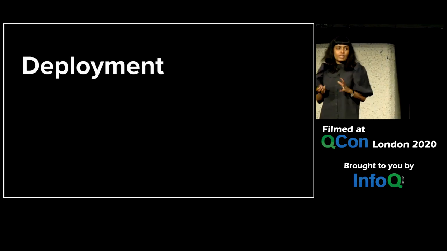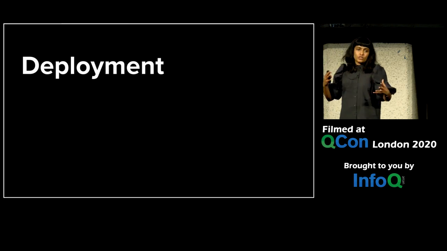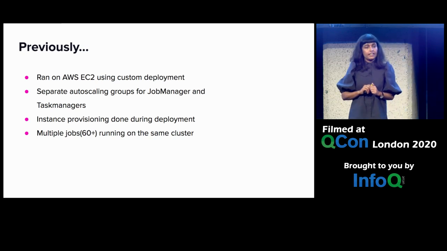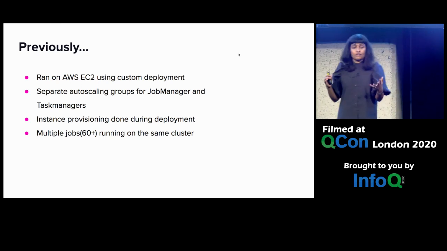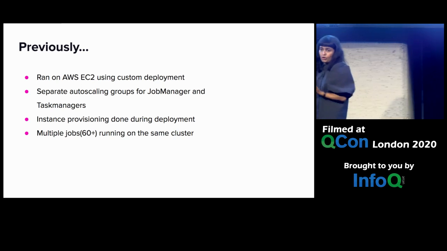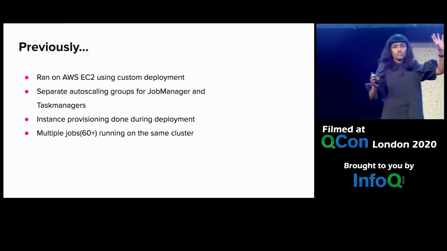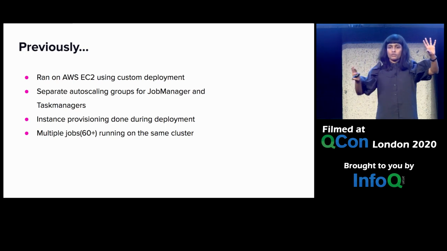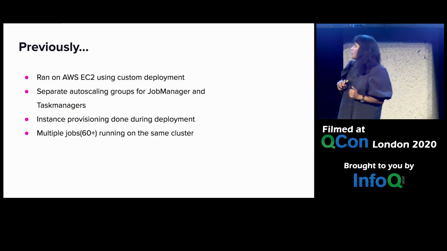Now let's talk about deployment, and this is where things got really interesting and we went through several roadblocks to figure out what worked for us. So previously, until about a year ago, our platform ran on AWS EC2 instances using our custom deployment. There was basically one big cluster. There was one job manager cluster, and the job manager's only job is to submit jobs or create tasks and submit them to another cluster, which is a task manager cluster.